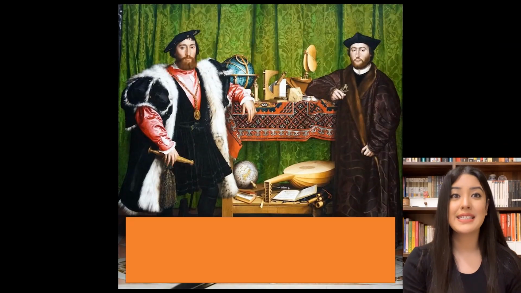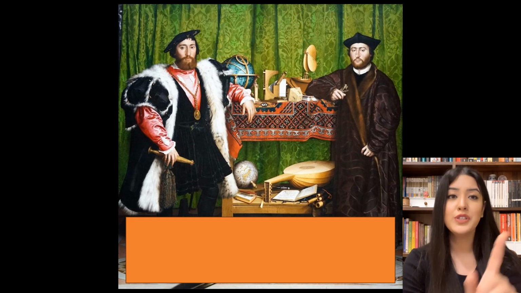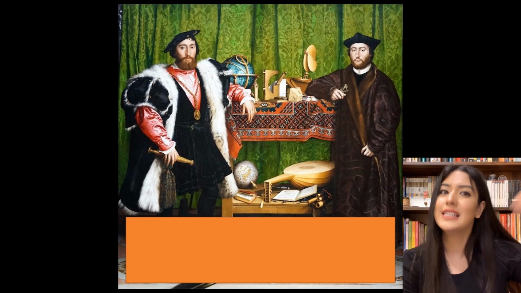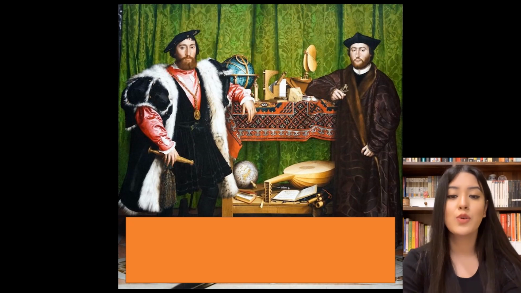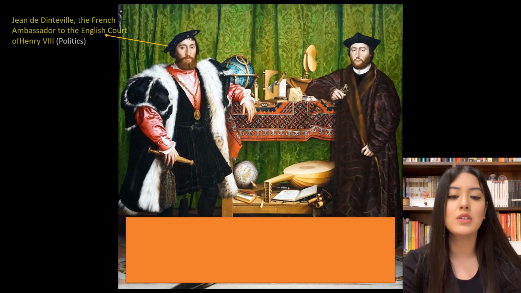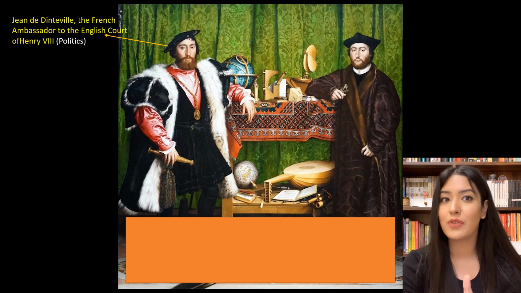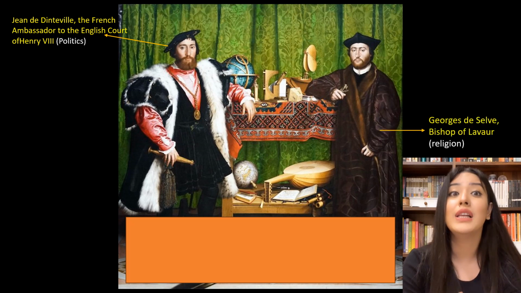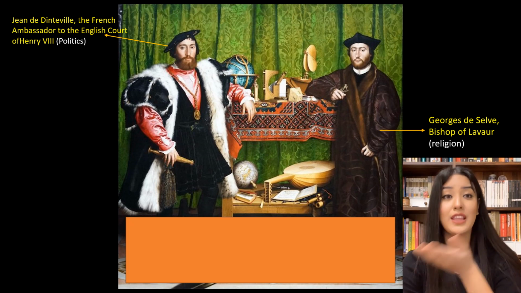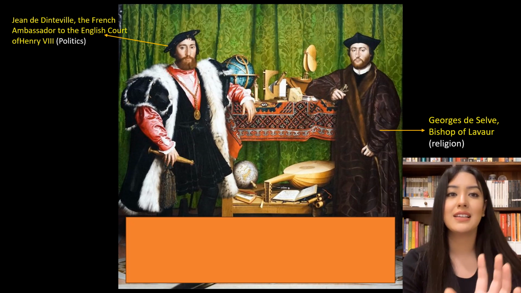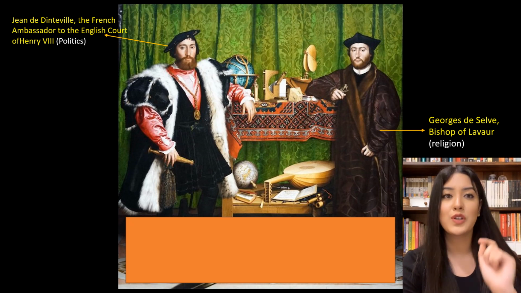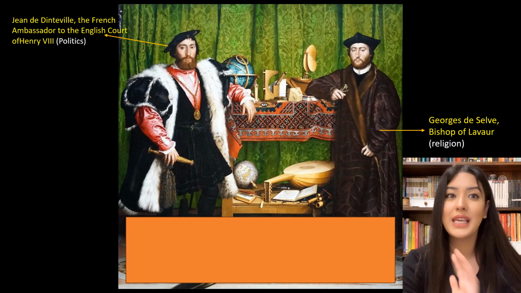Okay, so guys, let us begin deciphering this whole painting, okay? First of all, we will look at the two men. For now, we'll just know their names, and what they stand for and their role, we're going to do a little later. So first we have John de Dinteville, the French ambassador to the English court of Henry VIII, and in brackets I've written politics. And the second person is George de Selve, Bishop of Lavaur, religion. So on the one hand we have politics, on the other hand we have religion. We're going to look at this aspect later in the video. For now, just remember their names. What we're going to focus on in this first slide are the objects. We're going to begin with the objects, okay?